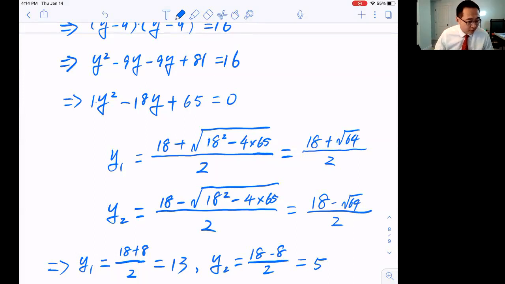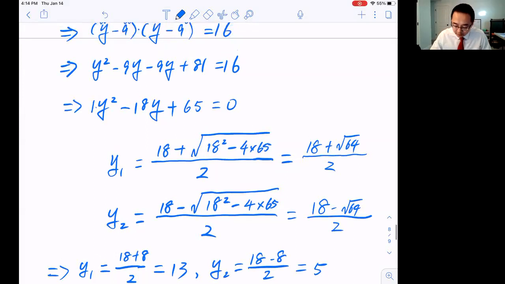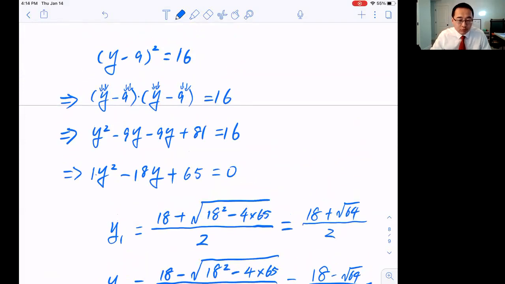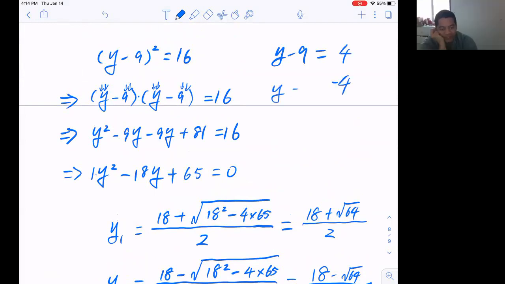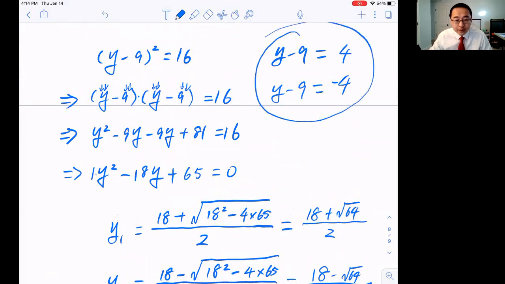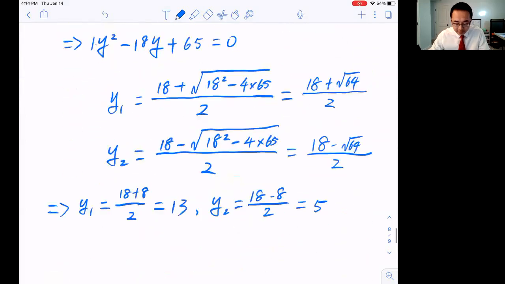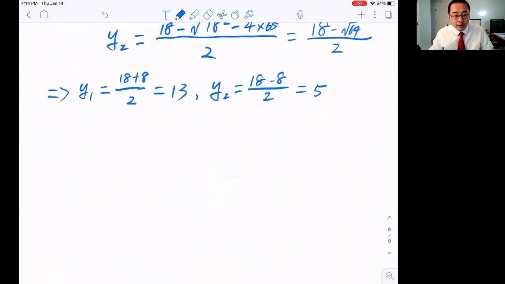I mean, another way of trying to do this, since this is squared, you can just take the square root of both sides, and you get y minus 9 equals the square root of 16, which is either 4 or negative 4, right? So that's how I did it. Yeah, so that's another way to do it, but I want you to practice your quadratic equation, right? So that's why I didn't go this way, but that's definitely another way to do it, okay? All right, any other questions?